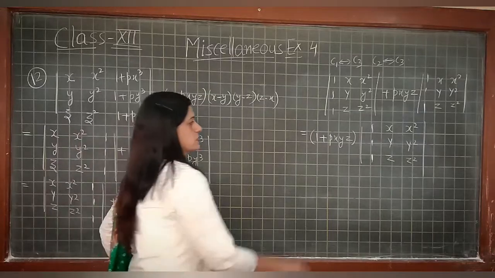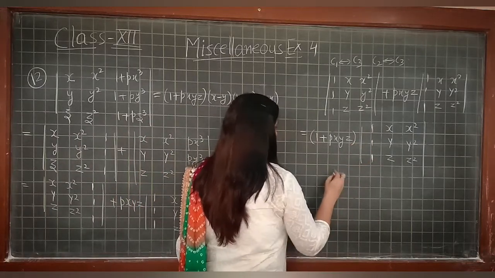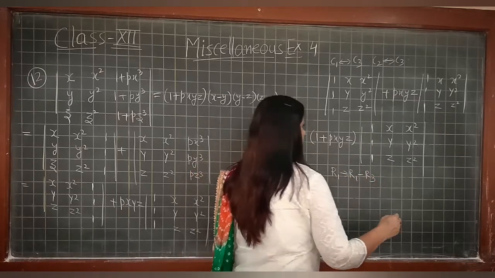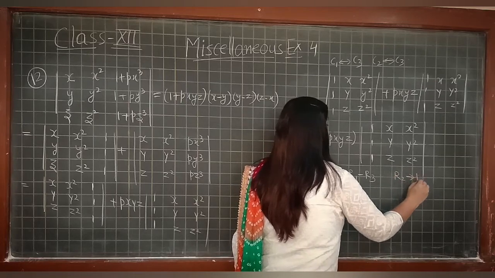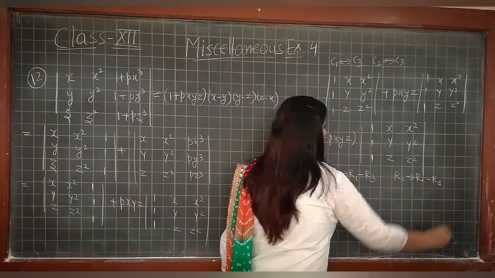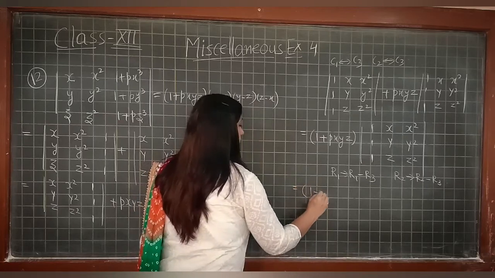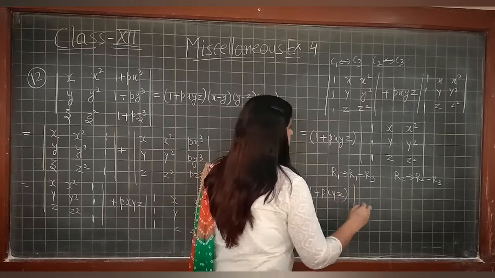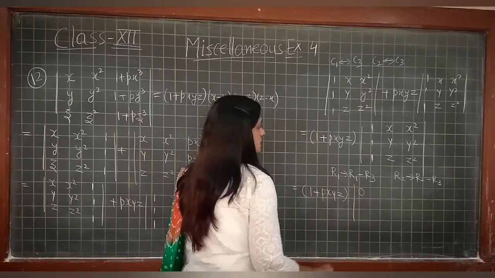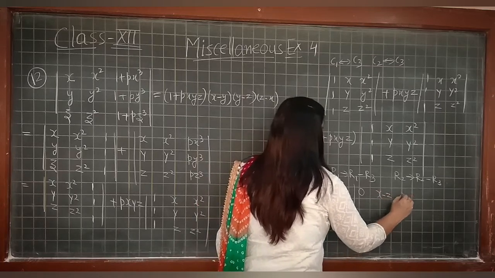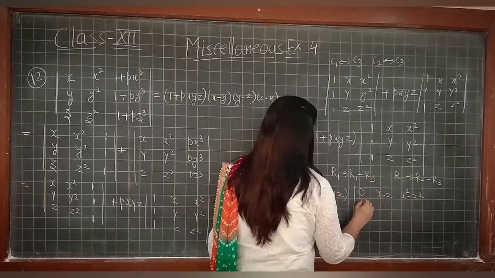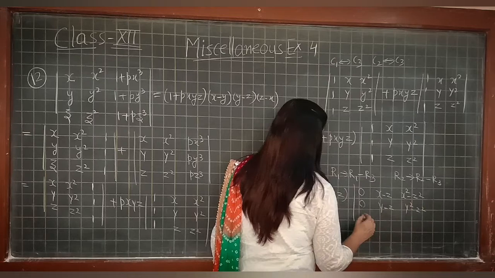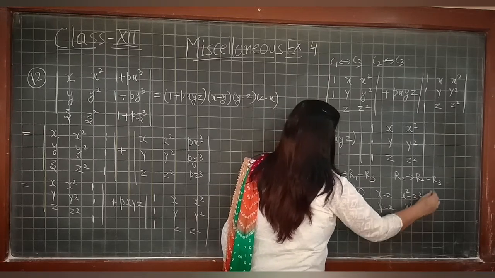Now you can get two zeros in this C1. So you change R1 to R1 minus R3, and also R2 to R2 minus R3. Okay. So it is equal to 1 plus p, x, y, z into R1 minus R3 means 0, x minus z, x square minus z square, then 0, y minus z, y square minus z square, then 1, z and z square.